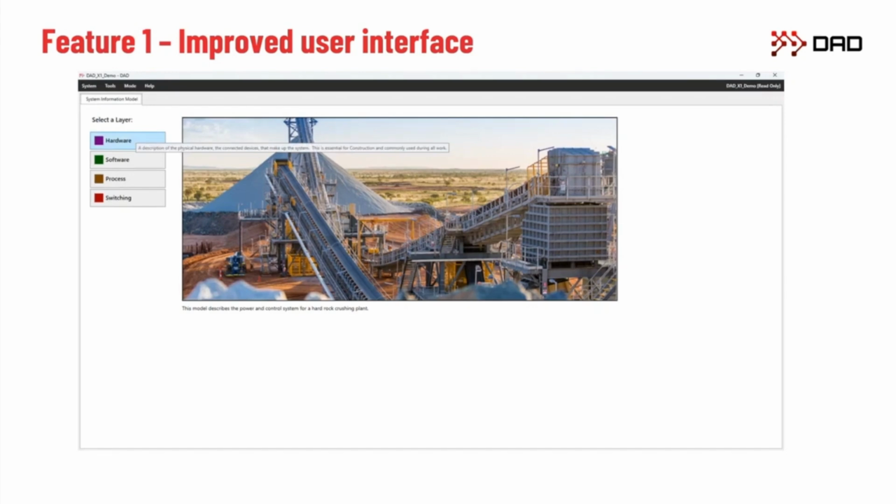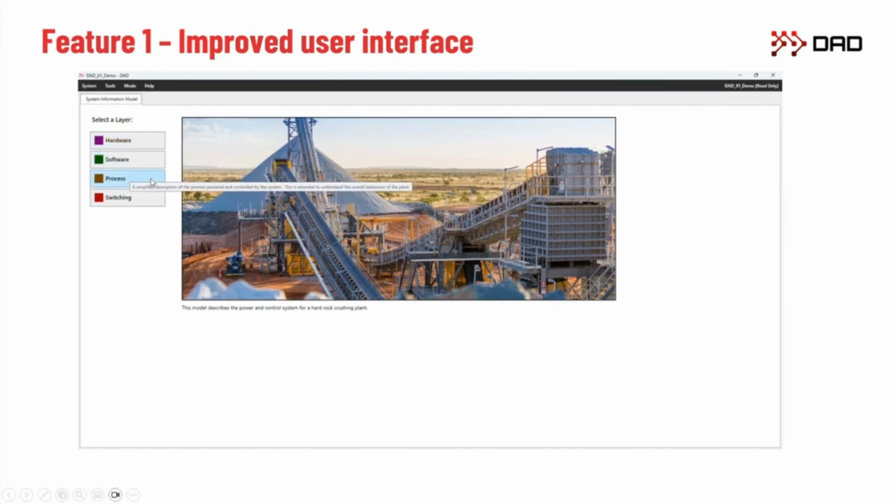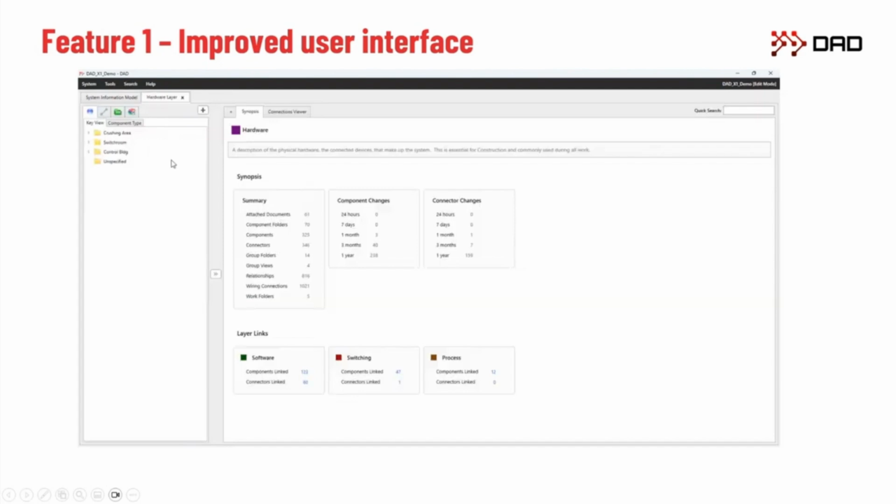Now, in this particular model example, you can see that there is a hardware, software, process, and switching layer, and that the layers can be related in DAD by linking objects. And as I mentioned, as you're able to hover over each of these particular layers, you're able to see the particular description of what that layer is within the model. Okay, let's jump into the hardware layer to be able to have a look at this.